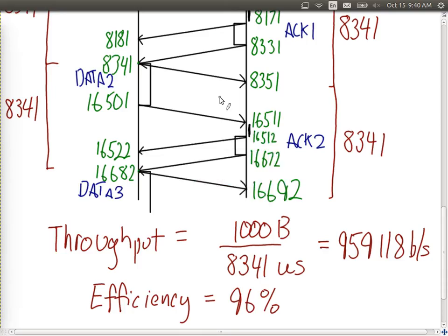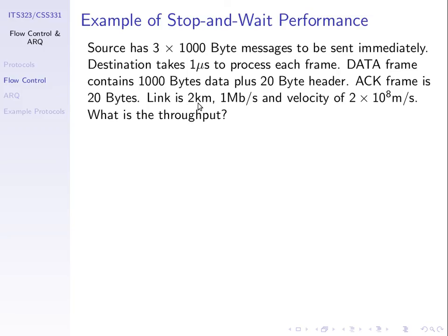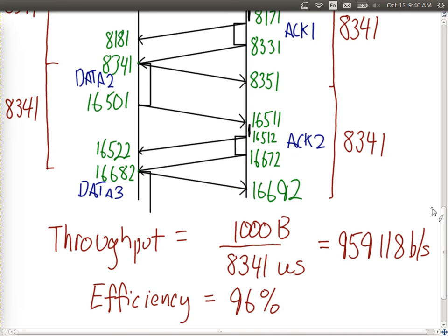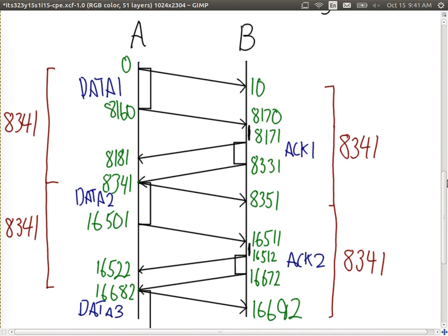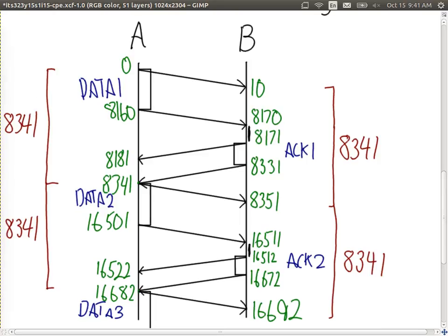You can either try and draw the diagram, or you may quickly see how to get the throughput without the diagram. But the exact same scenario, but the link has changed to 2,000 kilometers. Quickly calculate the throughput and see what's the best case performance for stop and wait flow control in that scenario. Everything else is the same as the example you have on that handout, except the link is changed from 2 kilometers up to 2,000 kilometers.